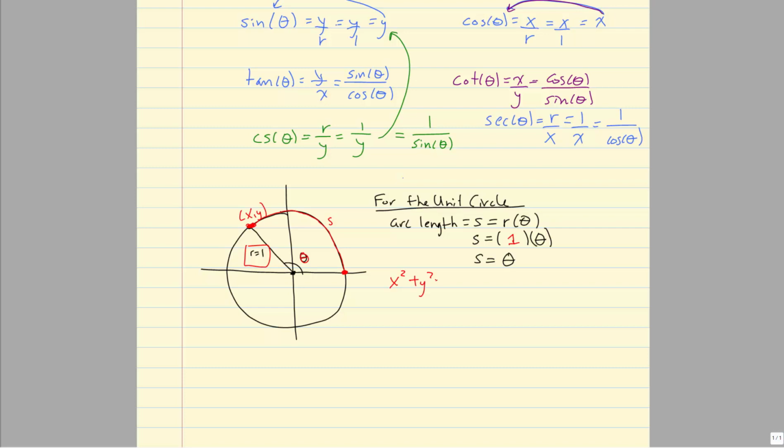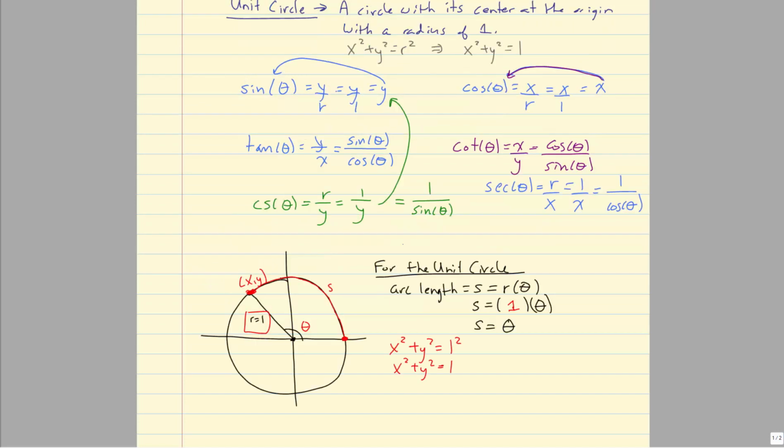X squared plus y squared equals 1 squared. X squared plus y squared equals radius squared. 1 squared is 1. So those are a couple things to keep in mind. A lot of times when you're working through your MyMathLab homework problems, they'll give you a trig function, let's say tangent, and they'll say, what is the tangent of s? But remember, s, this arc length for the unit circle, just relates back to this angle theta, this central angle right here.